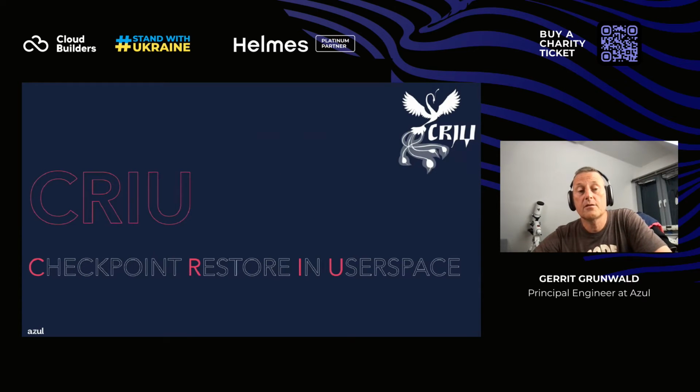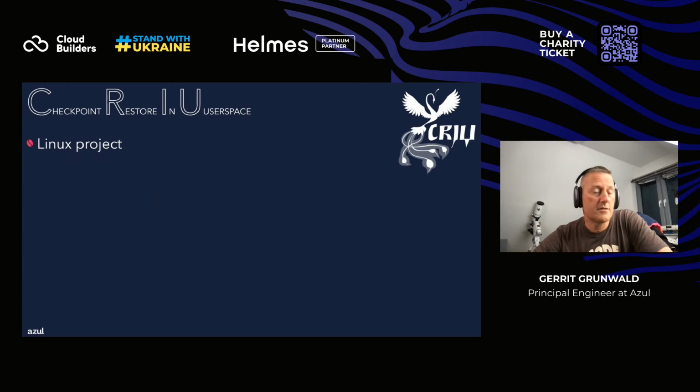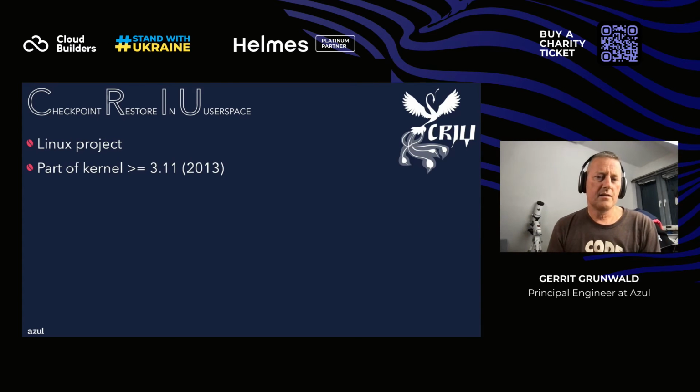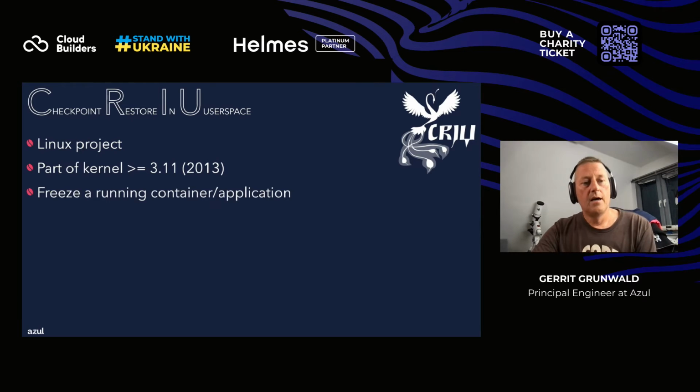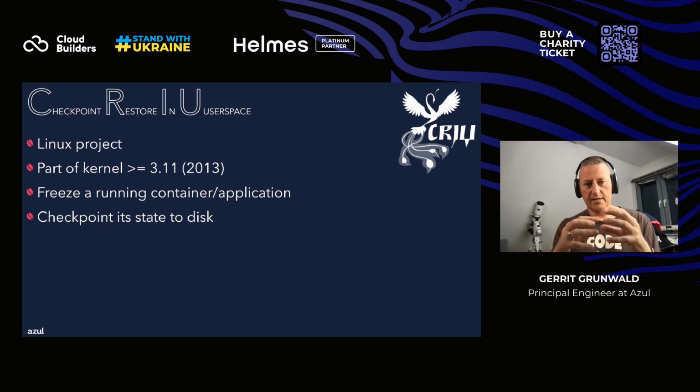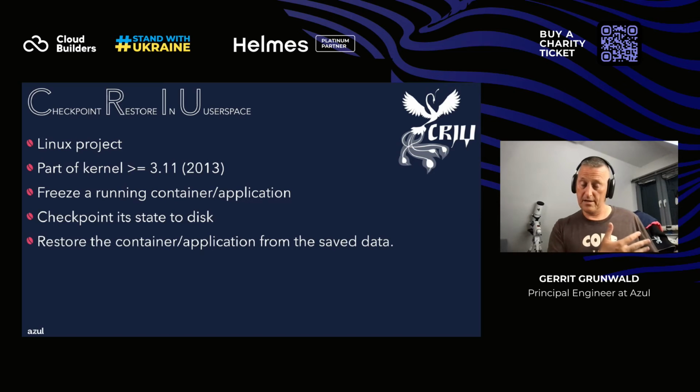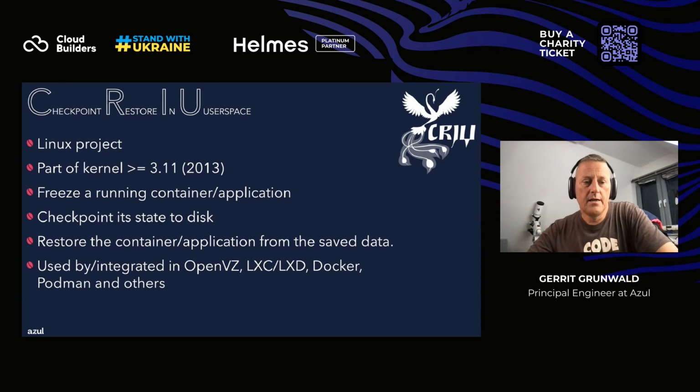There is a project called CRIU, which is checkpoint/restore in user space. This is a Linux project, and it's part of the kernel since 3.11, so since 2013. That's quite a while in the kernel. It was made to freeze a running container or application, then checkpoint its state to disk, and at another point in the future, restore this container again from the saved data back into memory. That's the main idea. And it's already used or integrated in OpenVZ, in Linux containers, in Docker, Podman, and others.